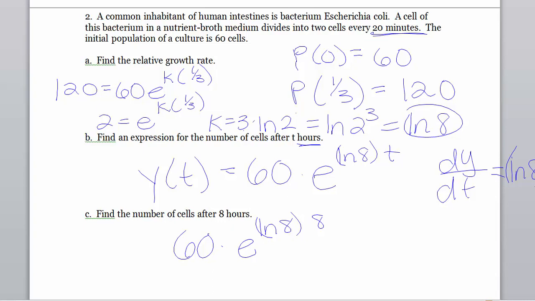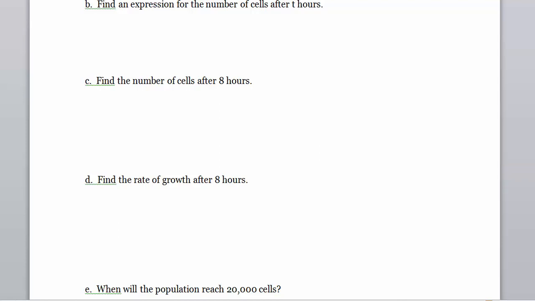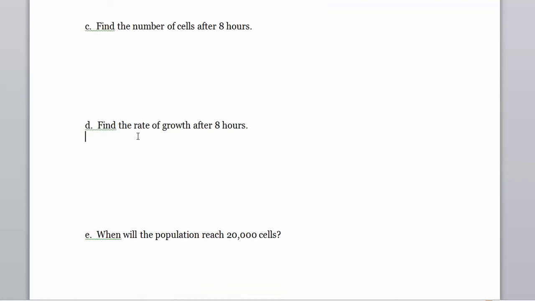Okay, and then finally it's actually the next question's asking find the rate of growth after 8 hours. So this is talking about my derivative, my rate. This is just talking about how many. So I use the original. So finally, this one, I would use my dy/dt equation, which dy/dt equaled natural log of 8 times the y value. Okay, so after 8 hours, now here's the tricky part. I'm not plugging 8 in for y.